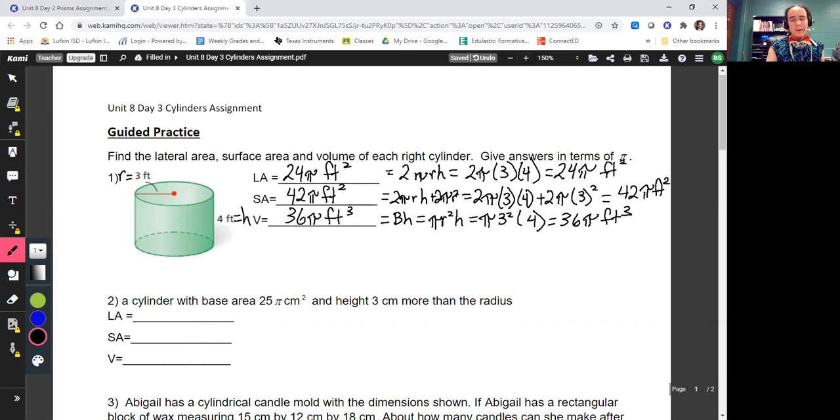So remember, if you're typing this into a computer, that volume will be 36. Use pi for pi, ft for feet, the caret symbol for showing that you need your exponent, and then the 3.